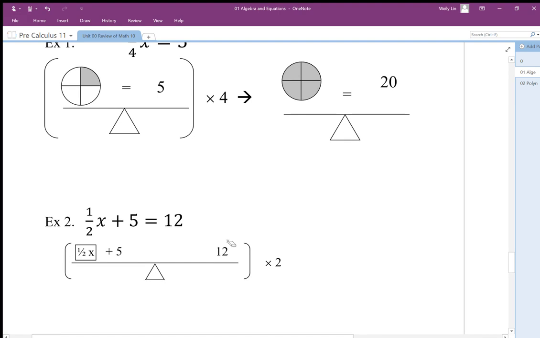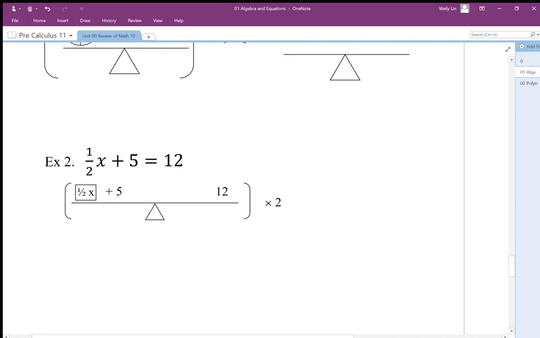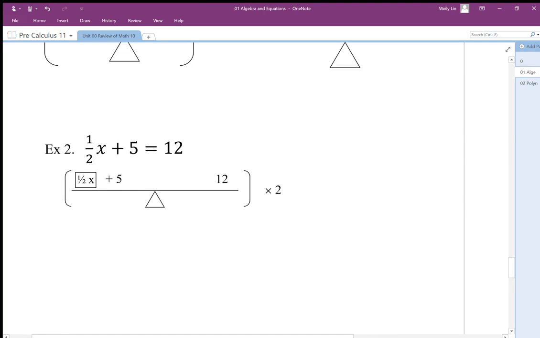So the idea is that as long as we keep it balanced, we can do whatever we want. In this case, I don't want to mess with that fraction, so I can get rid of that divide 2 with a times 2. I'm going to make everything 2 times bigger. And in doing that, we end up with 1 whole x, 10, and 24. Then we can solve for the x by taking away 10. We get x equals 14.